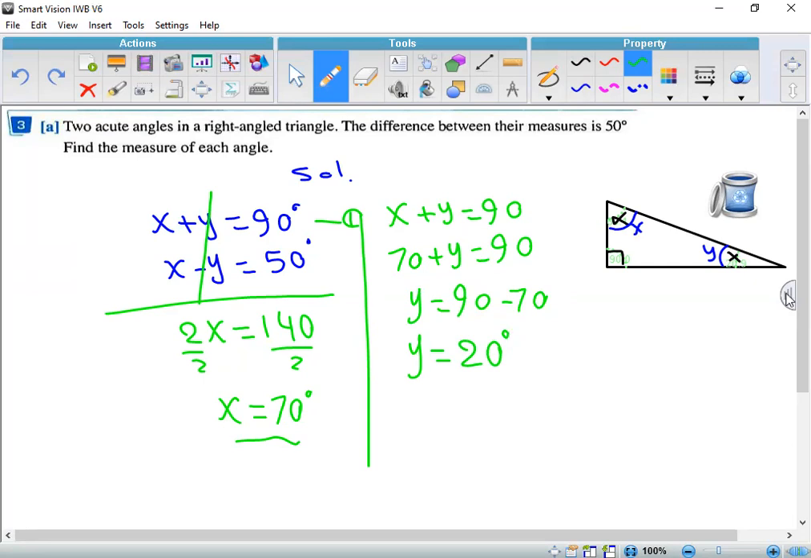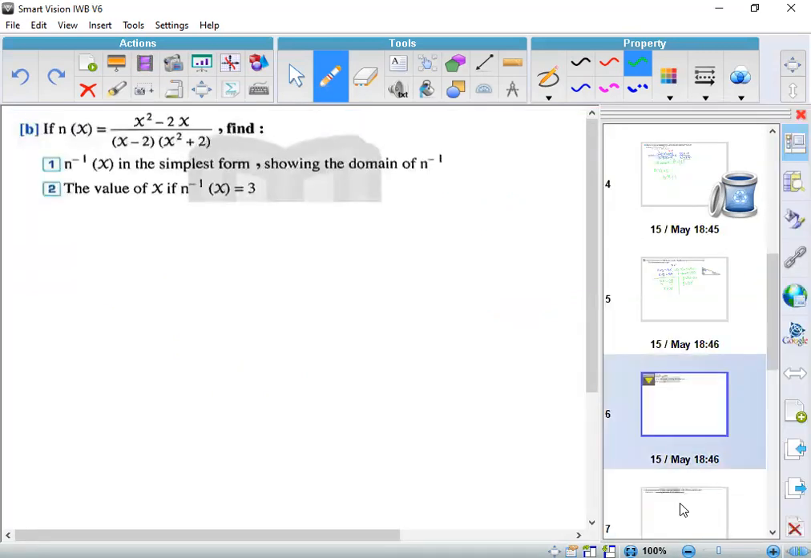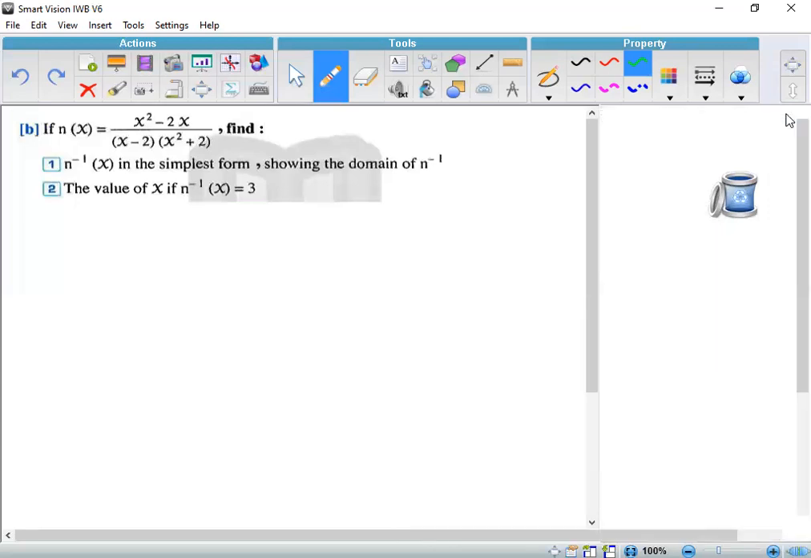Go to number B. If n of x equals (x plus 2 minus 2x) over (x minus 2) times (x plus 2) plus x, find n inverse of x in the simplest form, showing the domain of n.